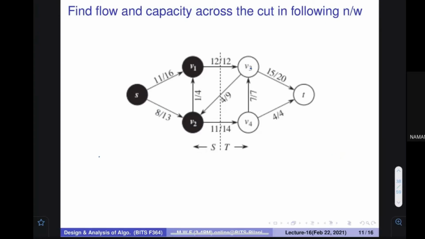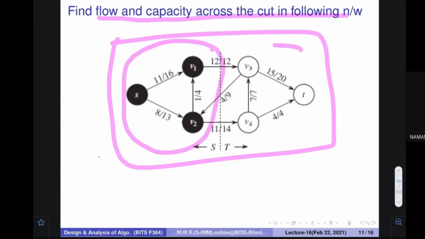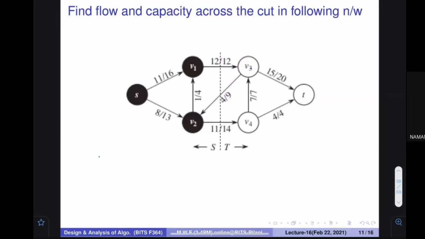So for this particular example, can you find out what is the flow and the capacity across the cut? So these things are in S, these things are in T. Okay. Let's find out what is the capacity. So how much is going out? I think here it is going, here it is going. So I can write here 12. Next here it is going. So I can write here 14. So 12 plus 14, you find out it is 26.